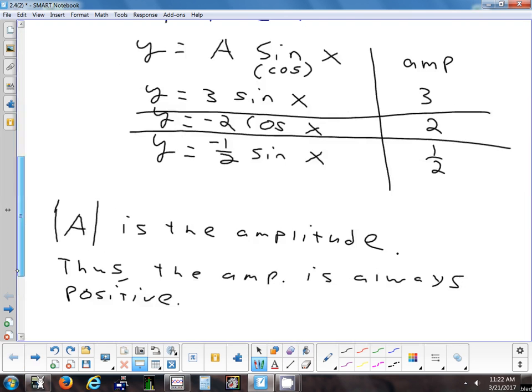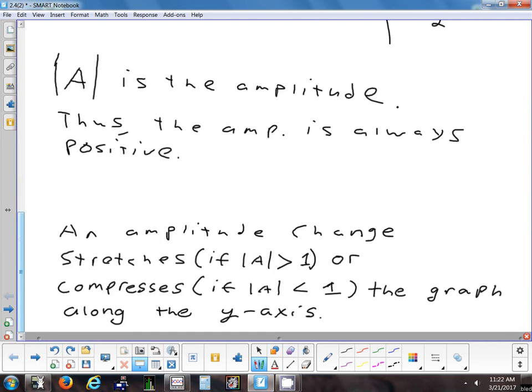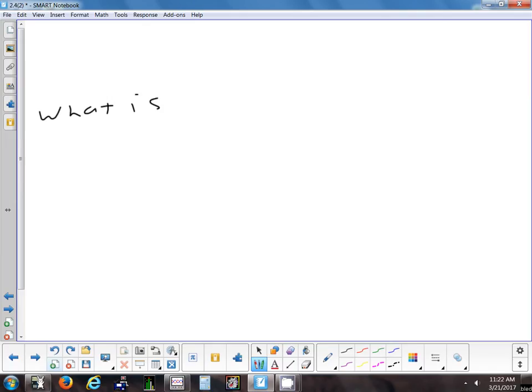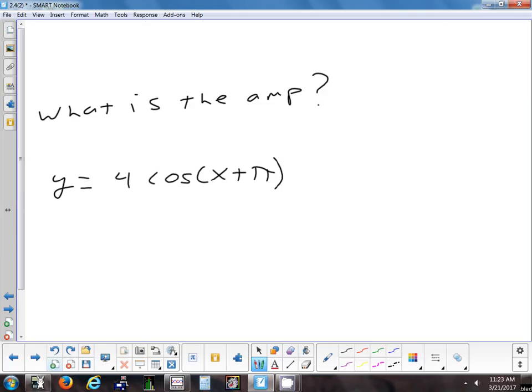All right, so on the test, you're going to see some problems that are just like what we did right here. I'm not going to ask you to graph it. I'm just going to give you a function, and I'm going to say, what is the amplitude? So let's try one more. Let's say we had y equals 4 cosine x plus pi. What's the amplitude of that? 4. Yeah. The amplitude is 4.